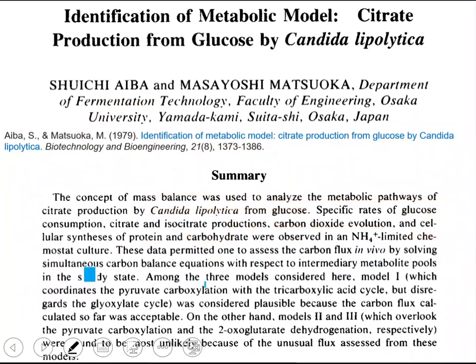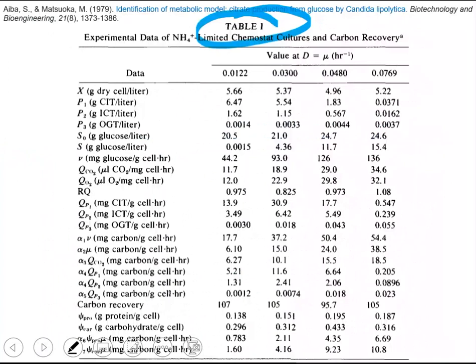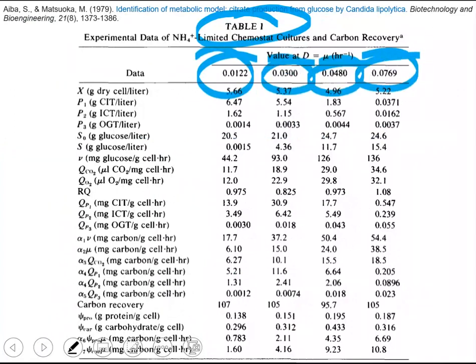They say that they consider 3 models, so 3 different reaction systems. They are mostly the same, but in each reaction system there are differences. By using three different reaction systems, they have predicted the rates. In their table one, they give measured rates for four different dilution rate experiments. You see carbon dioxide secretion rate, for example, oxygen uptake rate, citrate production, isocitrate production rates, etc.